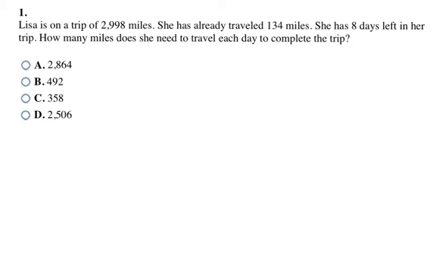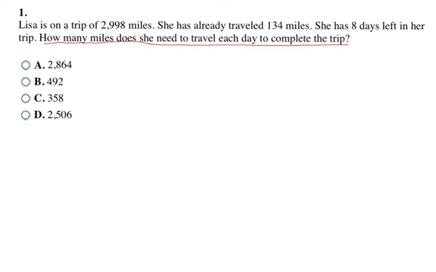So this first problem says Lisa's on a trip of 2,998 miles. She has already traveled 134 miles. She has 8 days left in her trip. How many miles does she need to travel each day to complete her trip? So her total trip is 2,998 miles. She has already gone 134 of those miles, and she has 8 days to do that remainder. So how many miles, and this is the question it's asking, does she need to travel each day to complete the trip?